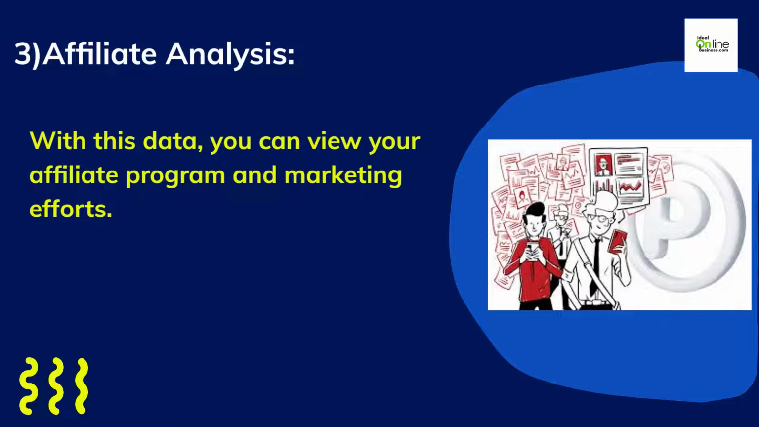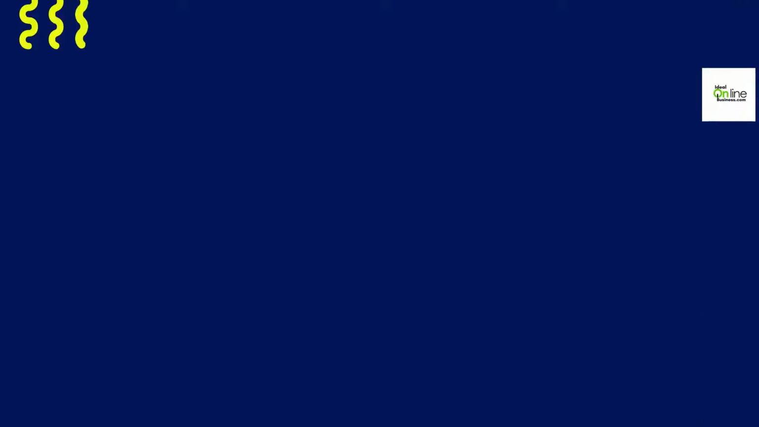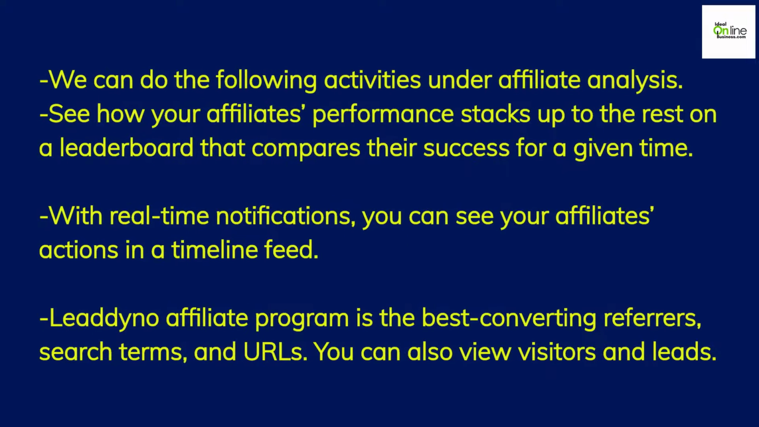Third, affiliate analysis. With this data, you can view your affiliate program and marketing efforts. We can do the following activities under affiliate analysis. See how your affiliate's performance stacks up to the rest on a leaderboard that compares their success for a given time. With real-time notifications, you can see your affiliate's actions in a timeline feed. LeadDyno shows the best converting referrers, search terms, and URLs. You can also view visitors and leads.